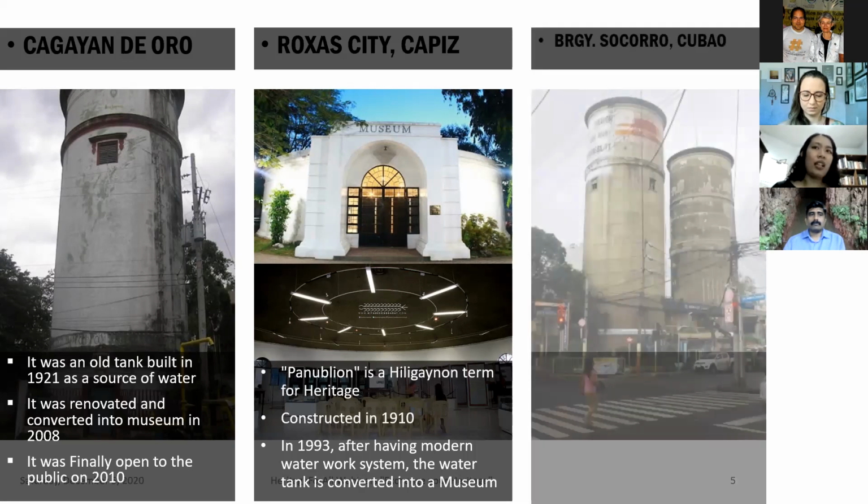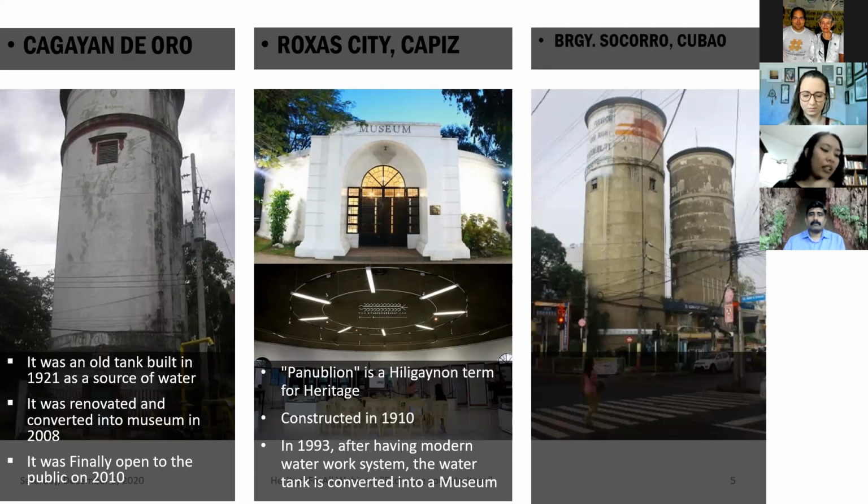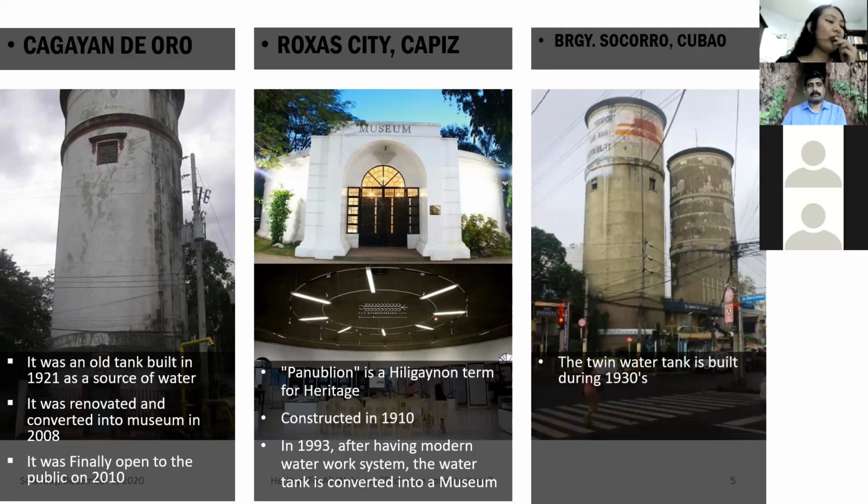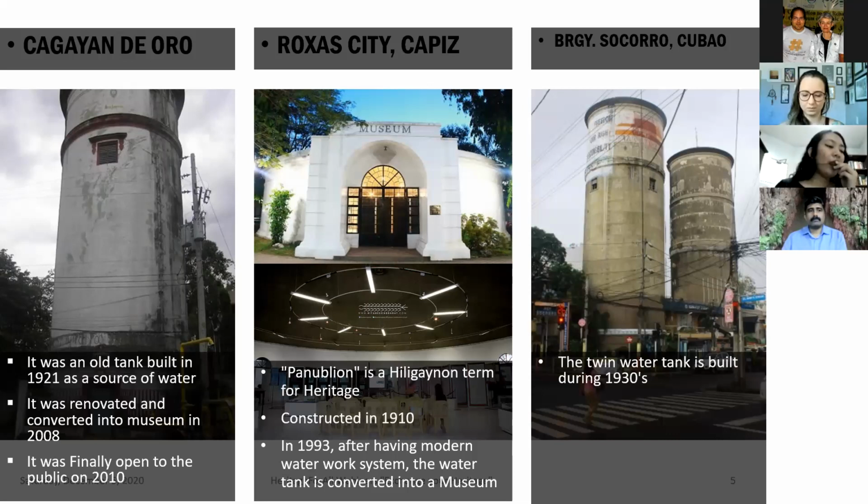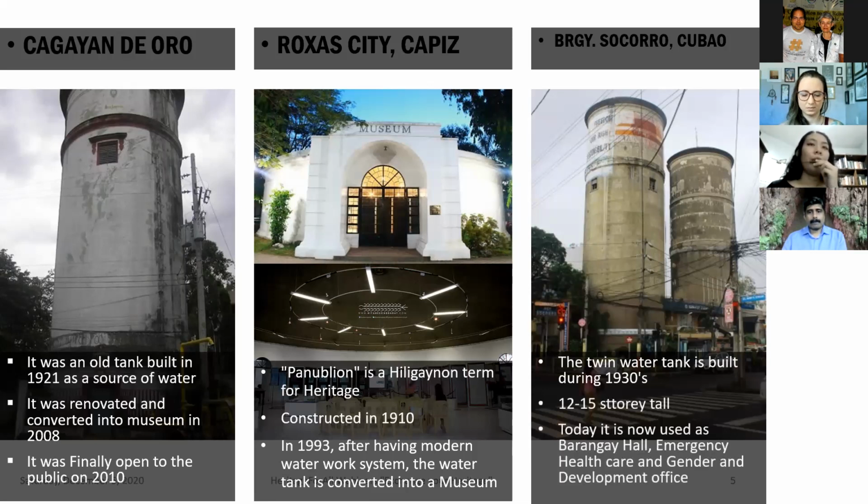The next one is a twin water tank in Barangay Socorro, Cubao. It was built in the 1930s and is one of the most historical structures in the city as it withstood earthquakes and bombing. This water tank is as tall as a 12 to 15 story building, and it is now used by the barangay as the location of three offices, including the Barangay Emergency Healthcare and Gender and Development Office. So this adaptive reuse can be applied to the water tank in Malolos, Bulacan.